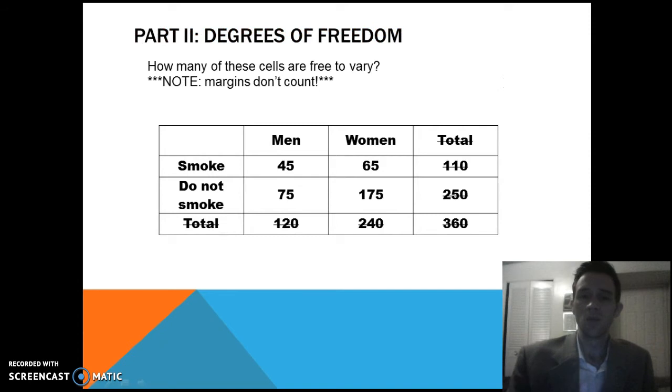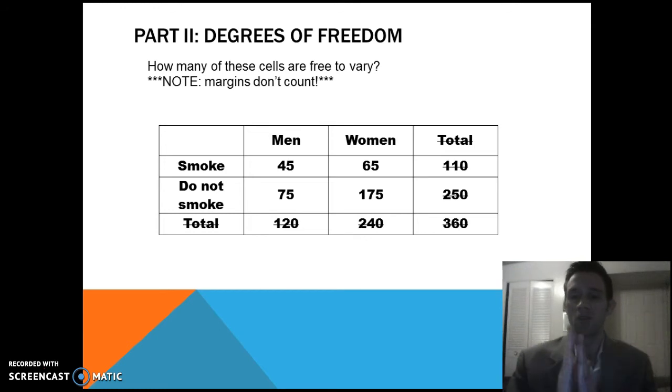So moving on to kind of the second part of this is degrees of freedom. We need to wrap our brain around degrees of freedom. And when we're doing degrees of freedom, margins don't count. Margins do not count. They're just to help us. They let us know the total, but they're not saying anything about the breakdown of the relationship. So we still use these numbers, but they don't count in deciding the number of degrees of freedom in this table.